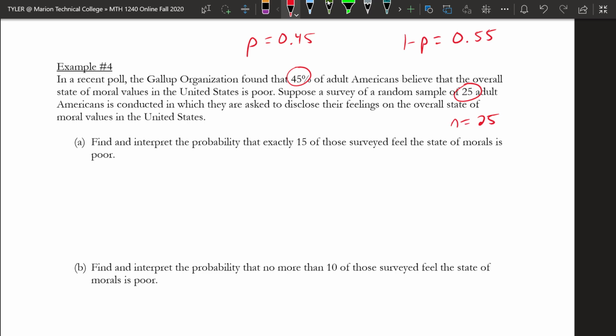So part A says that we want to find and interpret the probability that exactly 15 of those surveyed feel the state of morals is poor. So we're trying to find what's the probability that X equals 15. All right, so I'm going to do this just using StatCrunch.